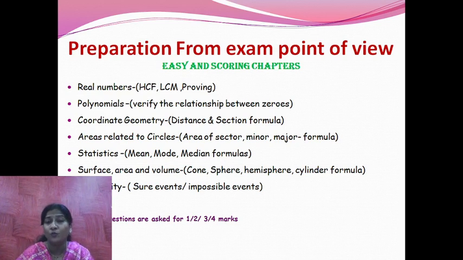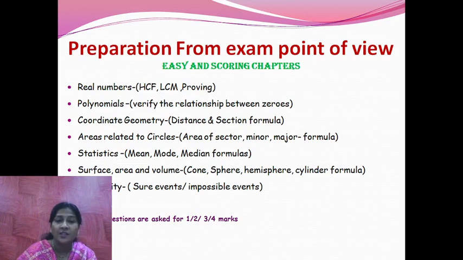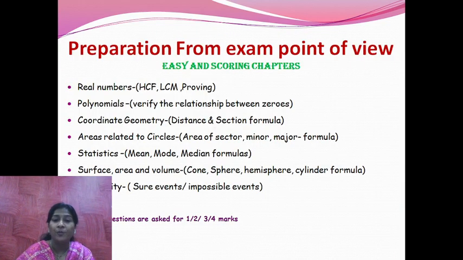If you prepare those 4 formulas, you will be prepared for the statistics lesson. Statistics and probability come together with 11 marks. And in mensuration, areas related to circle and surface area volume comes, which has 10 marks. So if you prepare this formula based lesson, students, you yourself can score good marks.